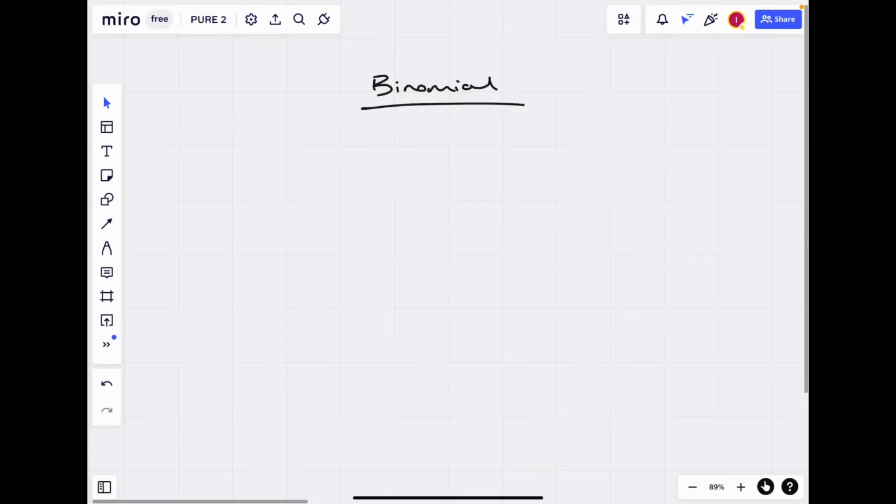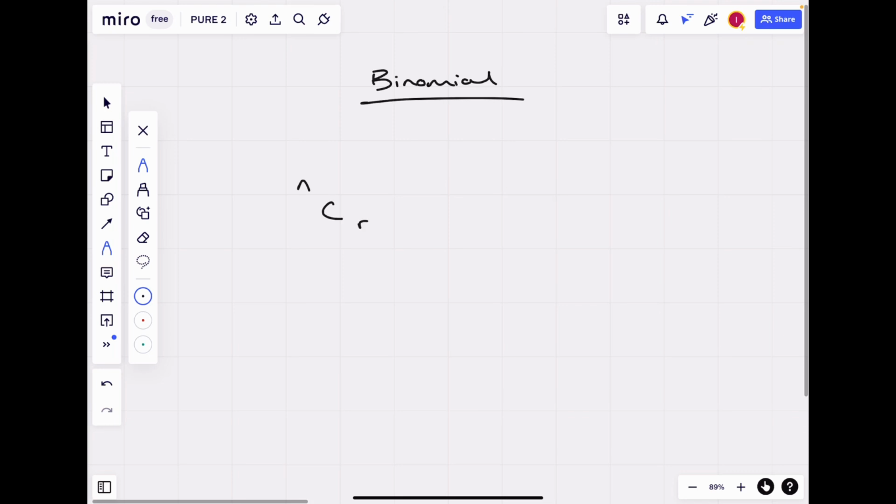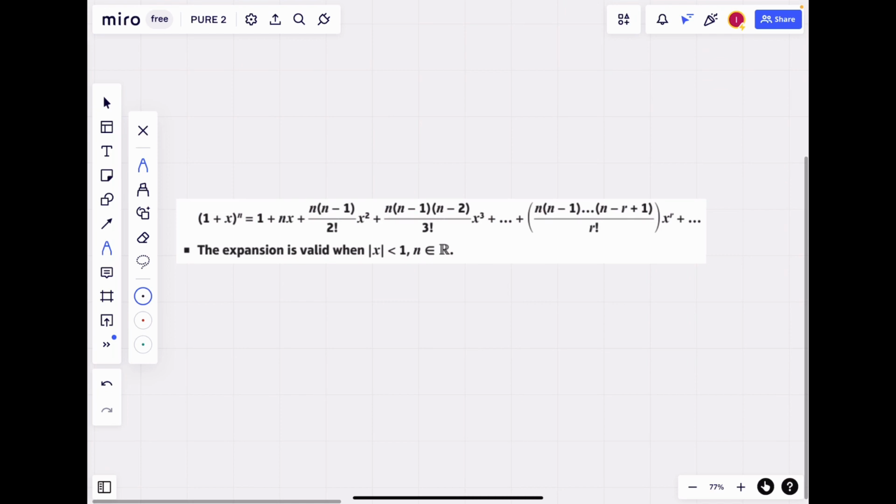In AS, when you did binomial expansion, you most likely worked with the nCr notation, right? Now, in A2, we use a different notation and a different formula for binomial. In A2, we use this one. And this one we use when our value for n here, so our power, is a negative number or a fraction. That's when this is more useful.